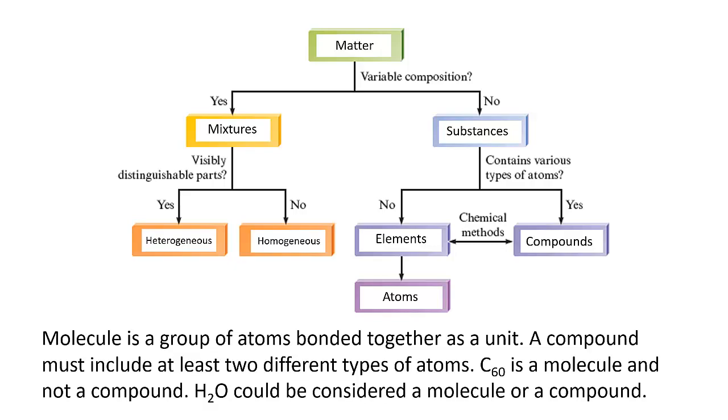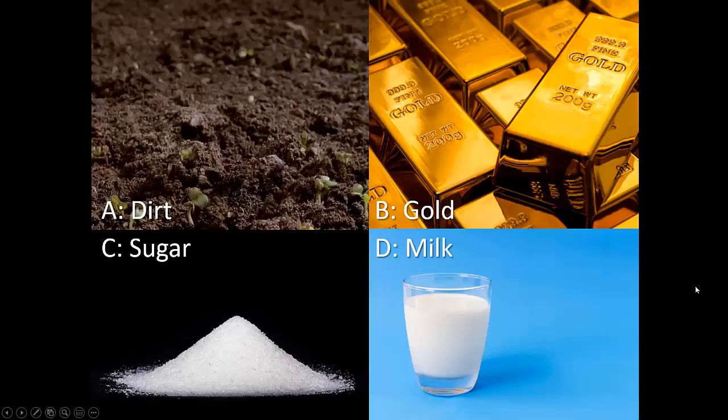So let's work on classifying matter. Here are 4 different types of matter. In the first one, in A, we have dirt, then gold bars, then table sugar, then milk. What I want you to do is pause the video, maybe go back to the last flow chart, and ask yourself, what is dirt? How would I classify it? What is gold? What is sugar? And what is milk?